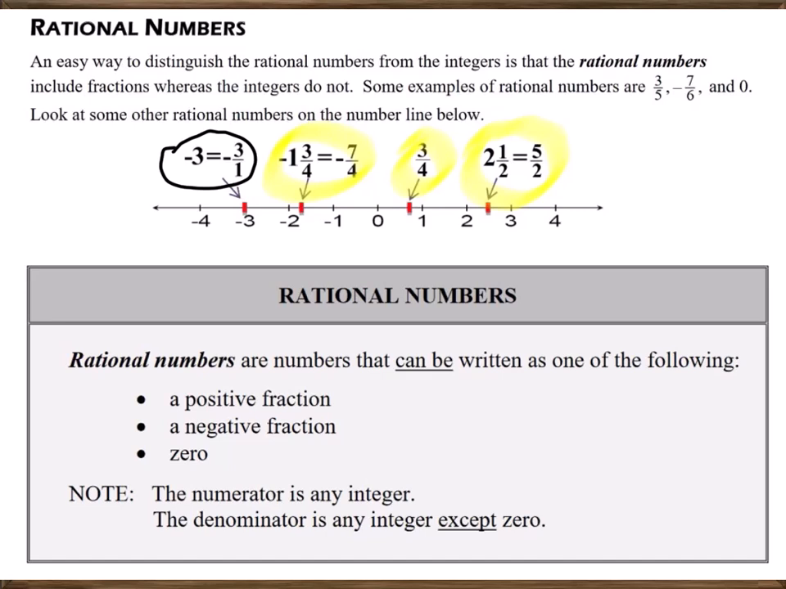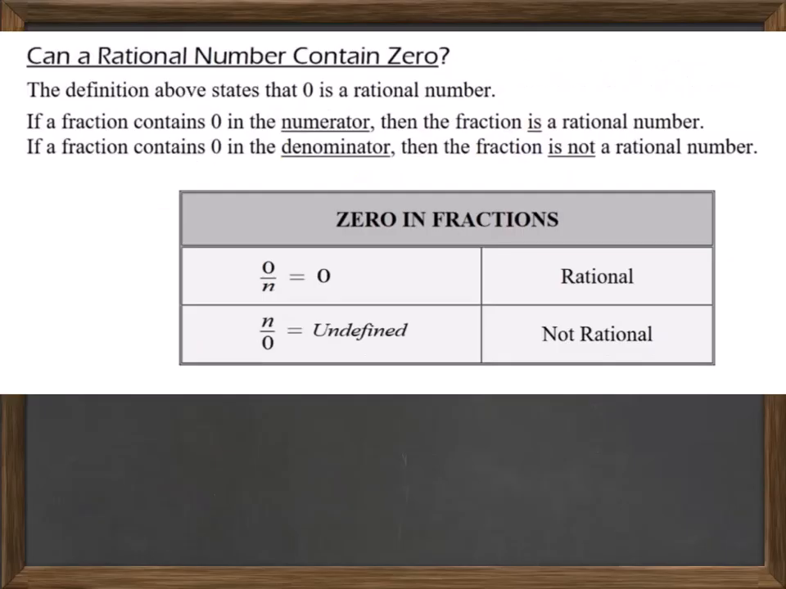So, rational numbers are numbers that can be written as either a positive or a negative fraction or 0. Again, the numerator can be any integer you want, however, the denominator cannot be 0. In other words, the numerator can be 0, but not the denominator. This page summarizes that idea. If a fraction contains 0 in the numerator, then the fraction is a rational number. If a fraction contains 0 in the denominator, the fraction is not a rational number. In fact, it's not a number at all, it's just undefined. If you watch my video on why we can't divide by 0, you understand numerically and graphically why we cannot divide by 0.